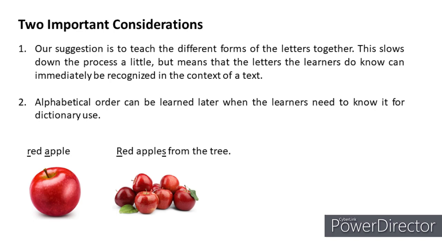Having said this, however, there are two important considerations. It is surely more useful for reading purposes if the learner knows the most common sound of the letter. Its name can be left until later. First, our suggestion is to teach the different forms of the letters together. This slows down the process a little, but means that the letters the learners do know can immediately be recognized in the context of a text. Second, alphabetical order can be learned later, when the learners need to know it for dictionary use.